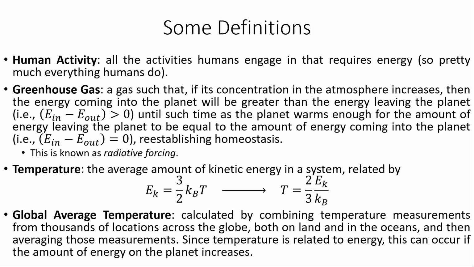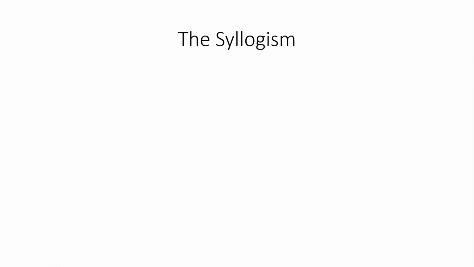So essentially what this is saying is that because we know that temperature and energy are related this way, if the amount of energy coming into Earth is greater than the amount of energy leaving Earth, then that's going to lead to an increase in the temperature here. So now let's get to this syllogism that I've been teasing.